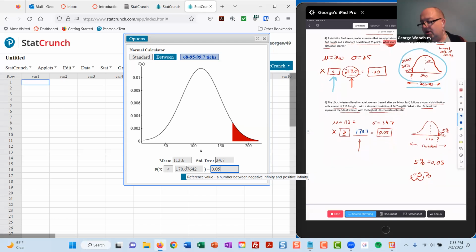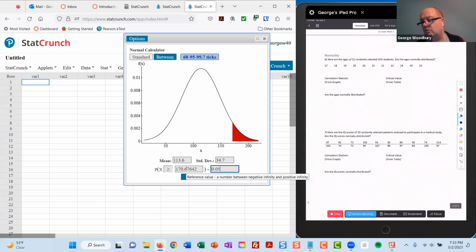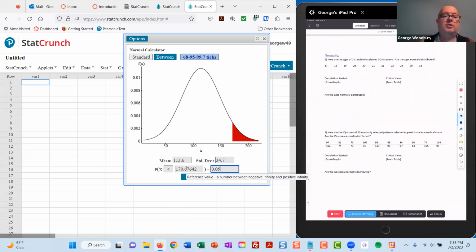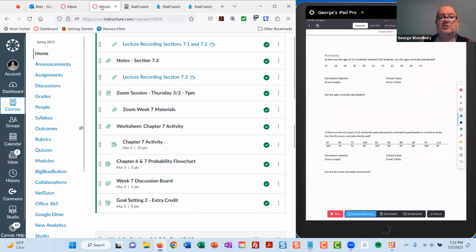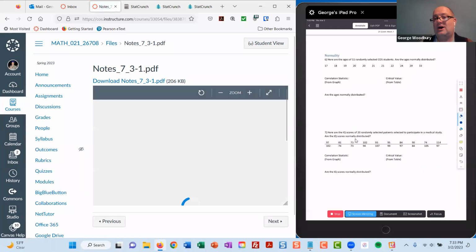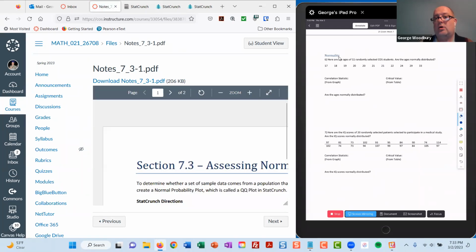I don't have these for you in a StatCrunch worksheet, but I'm going to have to refer to the notes from section 7.3 because I need a table to get the critical values here. So I'm going to open up those notes real quick so I have that available. When we get back into StatCrunch, I'm going to have to type these numbers into one column for problem 6 and one column for problem 7. Let me get this into its own window. Just a sec.